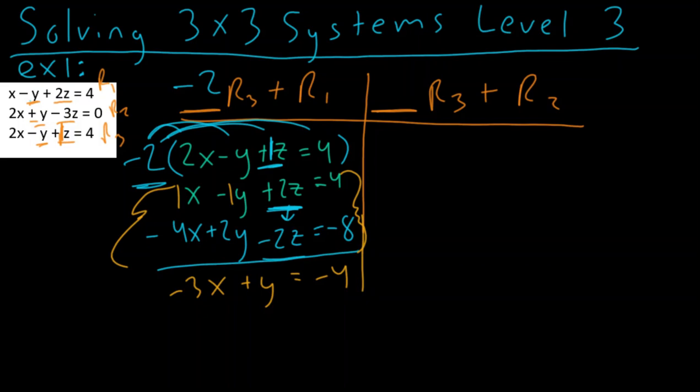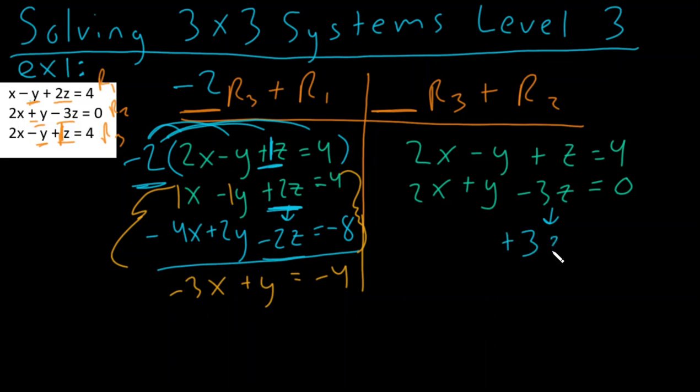And let's go over to our second portion. So I say, okay, I have my row 3 again. So that's going to be 2x minus y plus 1z is equal to 4. And my row 2, which is in this case 2x plus y minus 3z, which is equal to 0. Okay, and so the question that I'm going to ask here is, what is the opposite of negative 3z? What gets rid of a negative 3z? And the answer is, of course, a positive 3z.